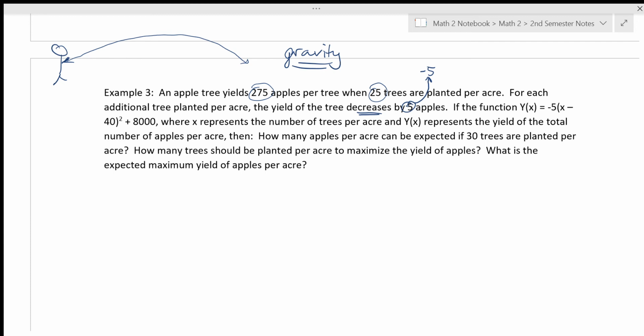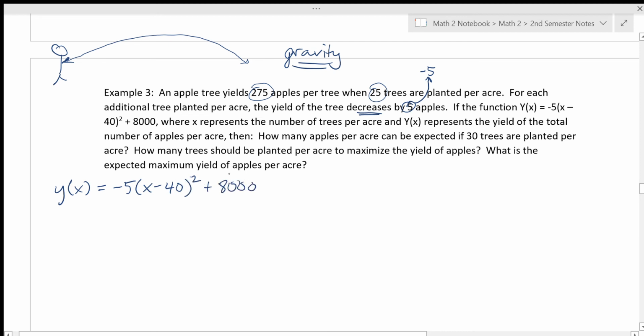If the function y of x equals -5 times x minus 40 squared plus 8,000, so I'm going to rewrite that equation down here. Y of x, again, that's just function notation. Y of x equals -5 times x minus 40 squared plus 8,000. This is my function, where x represents the number of trees per acre. I'm going to underline this. Seems like important information. Maybe underline or highlight or box. Y of x represents the yield of the total number of apples per acre.